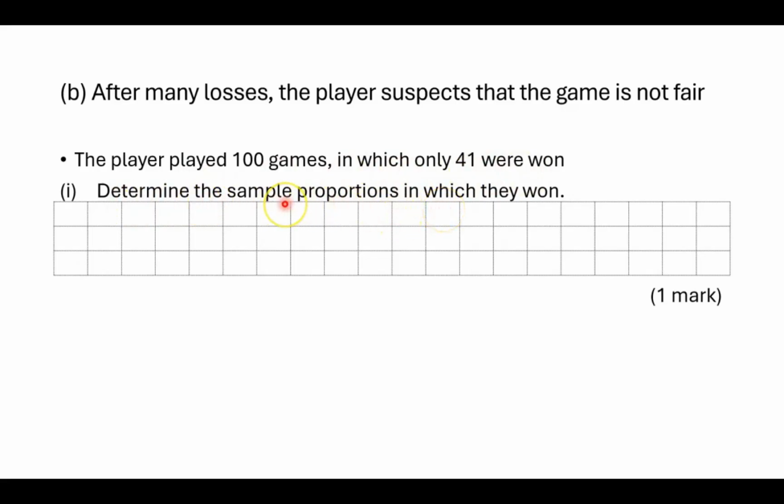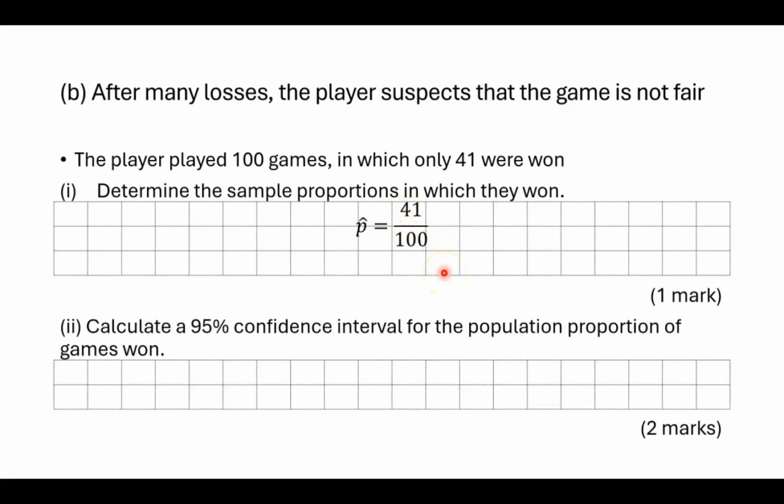So for sample proportion, it's very easy. Just the number of successes divided by the total sample size. The number of successes is basically 41, the number of games which they won, and the total sample size is 100. 1 mark, very easy. Just divide these two numbers. And next part, calculate a 95% confidence interval for the population proportion of games won.